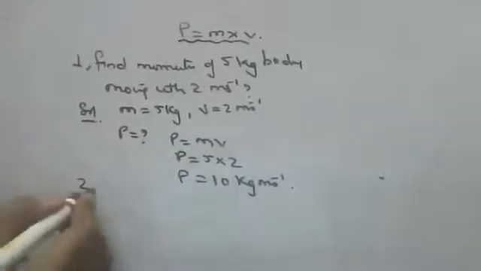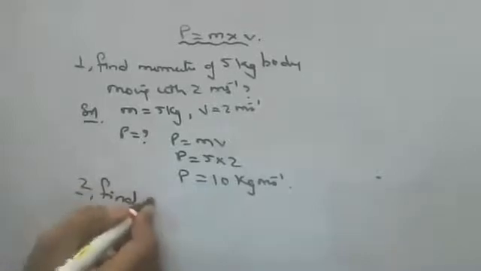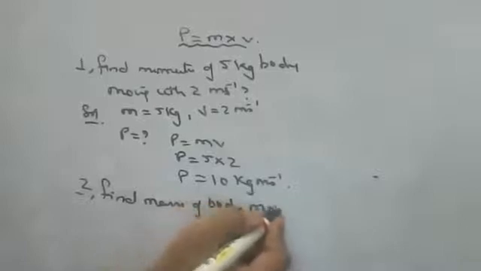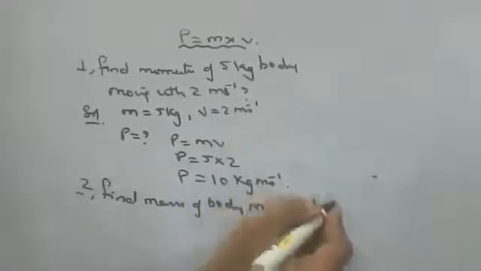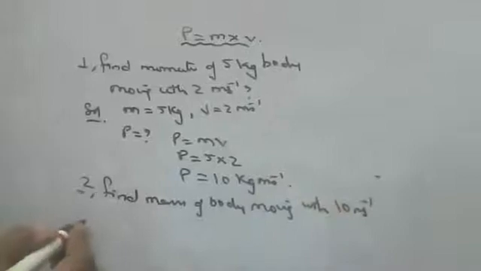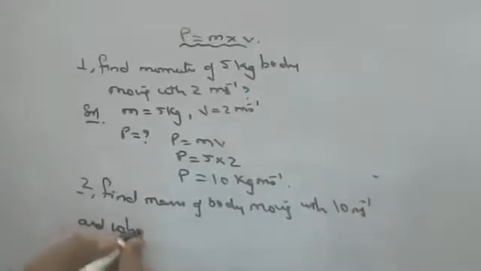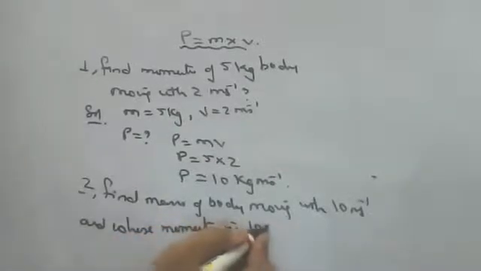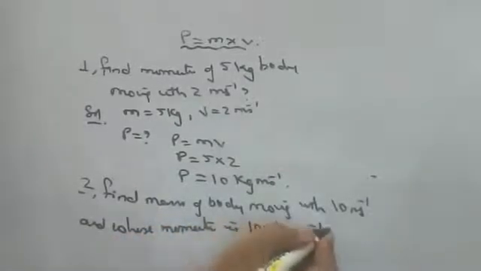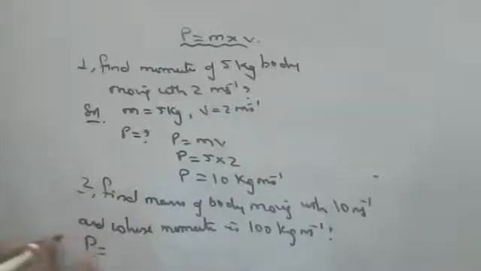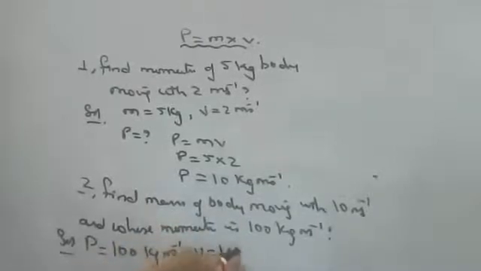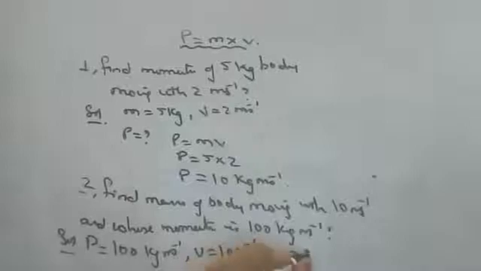Second question, like this one. Find the mass of a body moving with 10 meter per second and whose momentum is 100 kg meter per second. So momentum how much I gave? 100 I gave. Okay, compulsory units you should write. And velocity how much I gave? 10 meter per second. Mass I asked. You have to find out the mass.